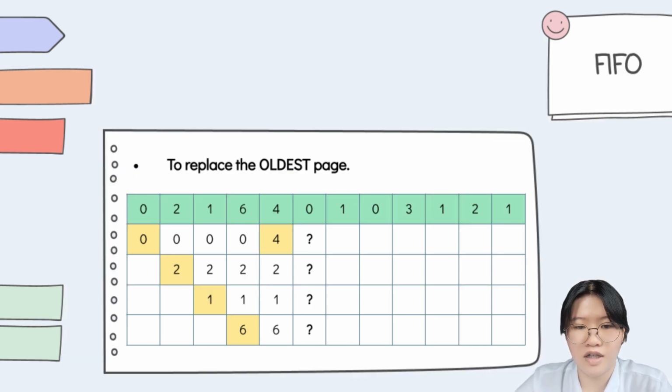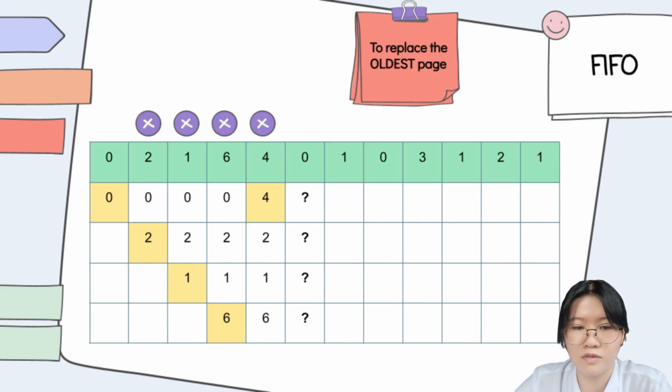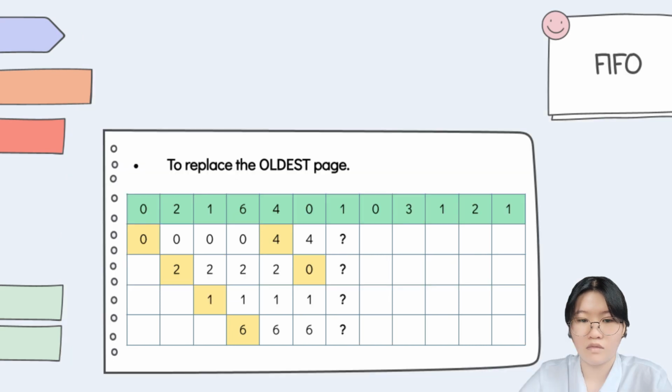Then 0 comes, but it is not available in memory, so we need to replace the oldest page. We can see that the first stick is 2, so we remove 2 and then insert 0 into the memory, and 0 becomes the page 4. We insert 4, 0, 1, 6 into each frame.